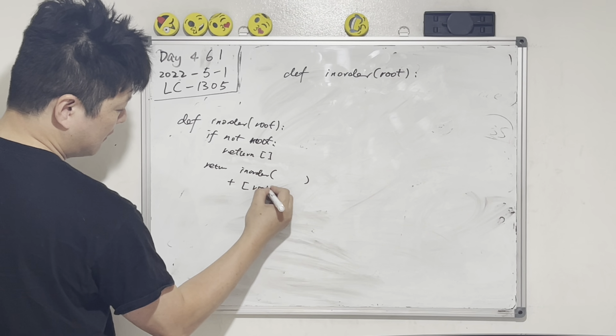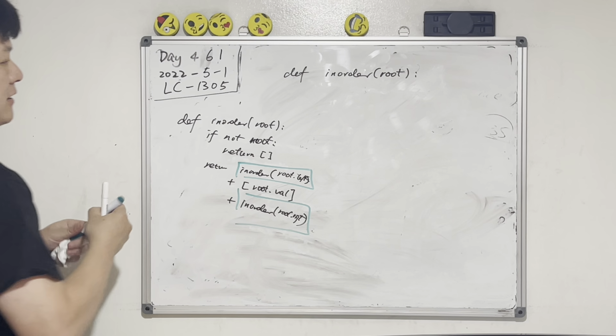So what should I put here? I wrote this 5 minutes ago on here. Here is what? Root on left, yeah? And then what's here? Root on right, yeah? These two are recursion, yeah?